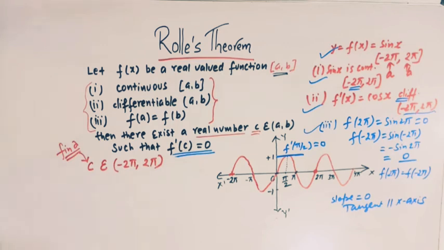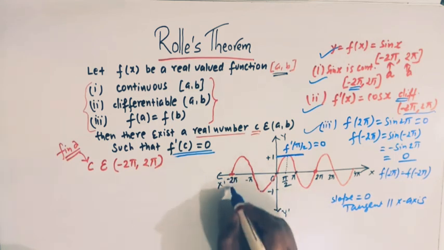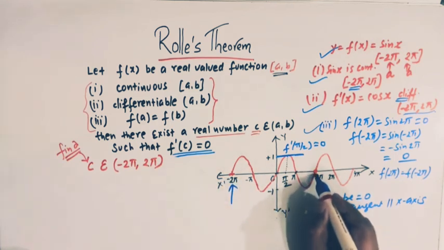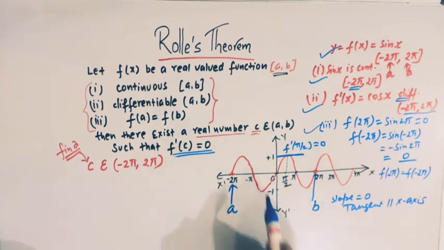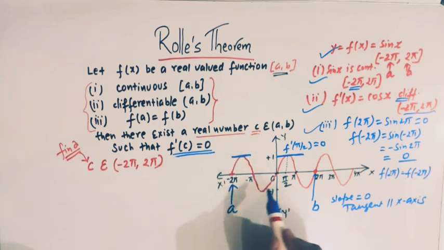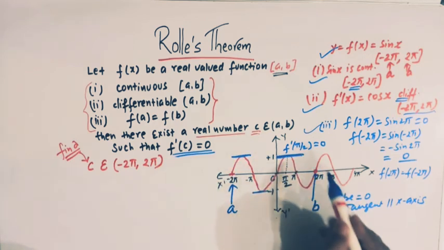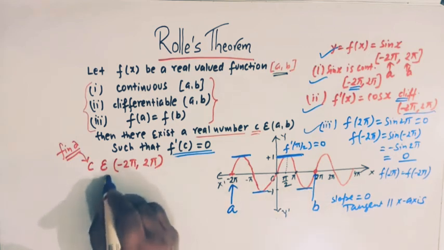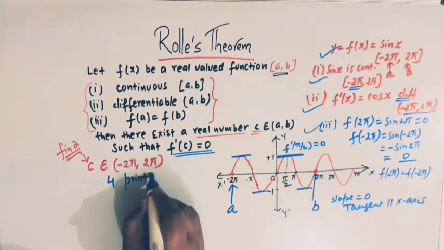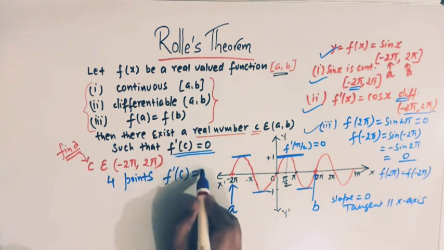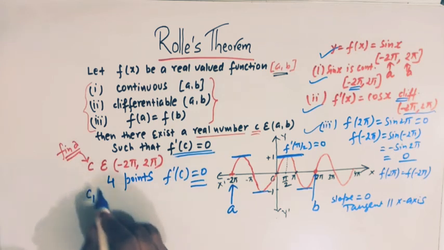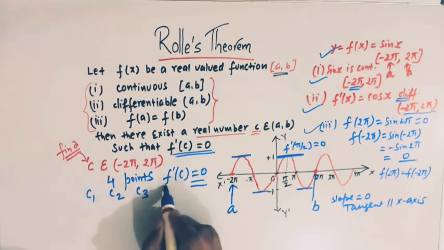Okay, so now what we will do, we'll see the graph and see here we have minus 2 pi and here we have 2 pi. So this is our A and this is our B, and between these 2 points we see that we have 1, 2, 3 and 4. So we have 4 points, right? We have 4 points at which the derivative is 0. So it means we have 4 values of c, c1, c2, c3 and c4.